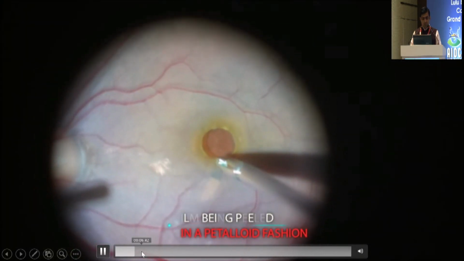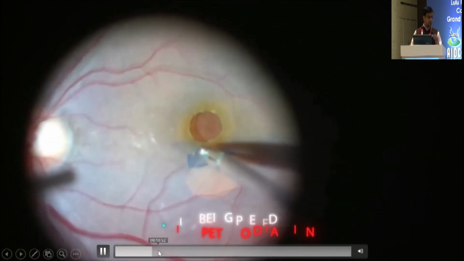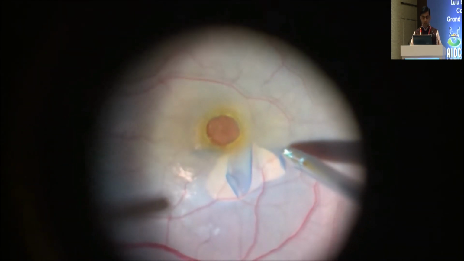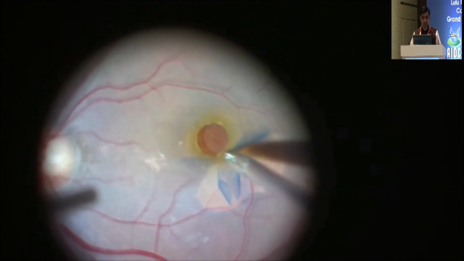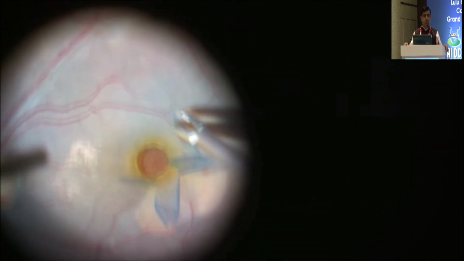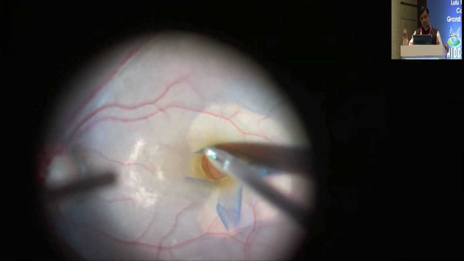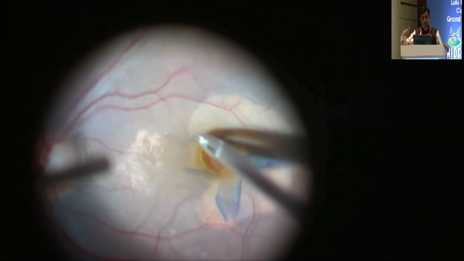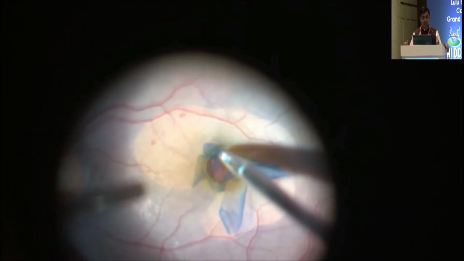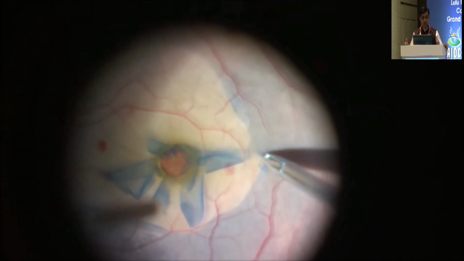So this was the ILM being peeled in a petaloid fashion, if you can see here, after the staining. The only advantage is that even if one flap goes off, the rest of the flap still remains. So that's one advantage. And secondly, I will come to that in the second video, where the flap dislodgements are still less using PFO. So this is without PFO.